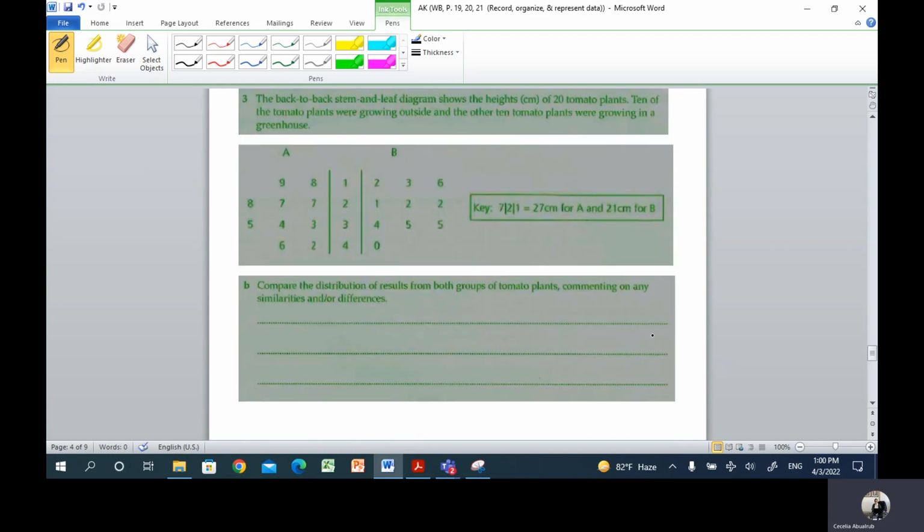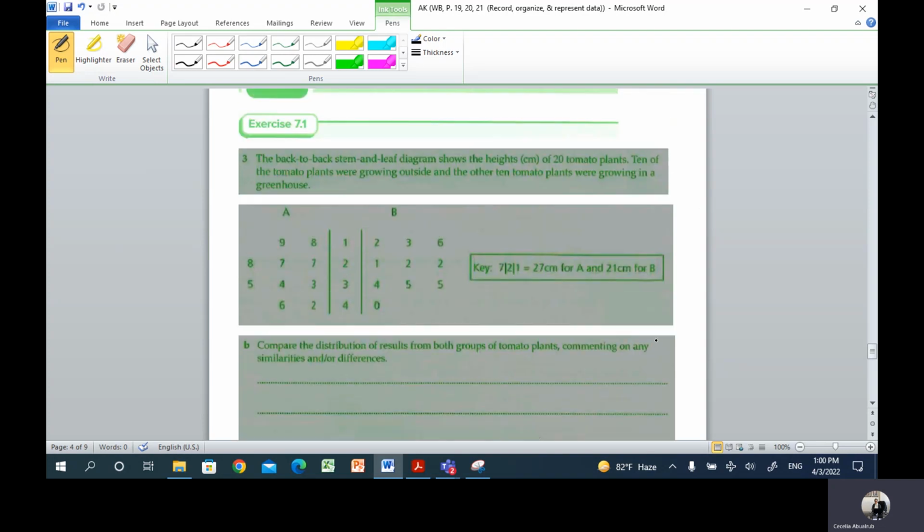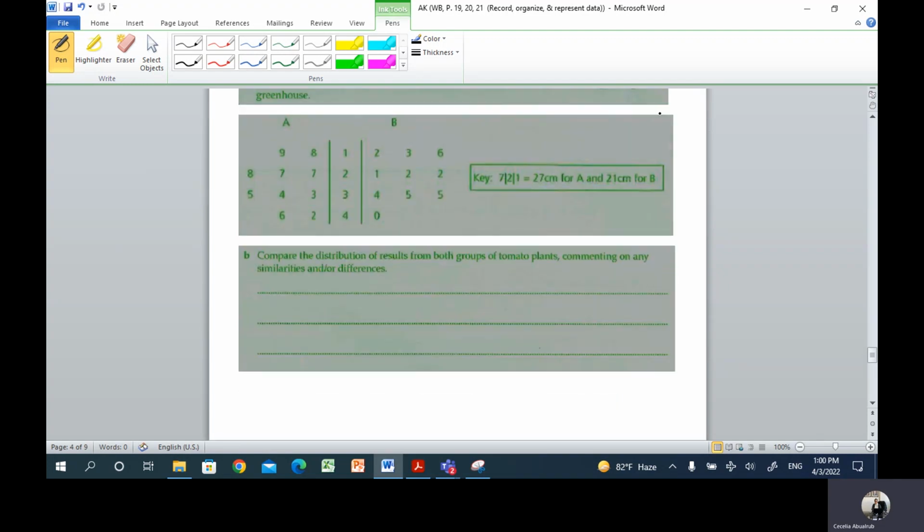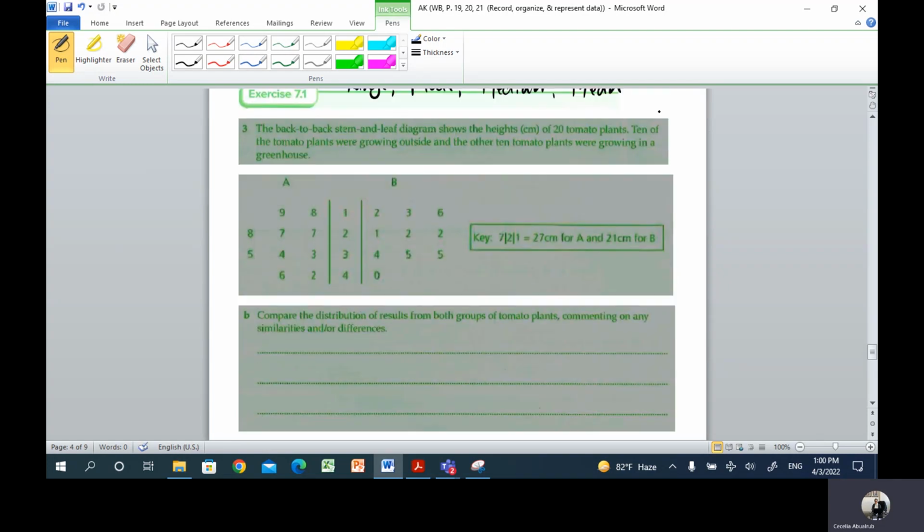Compare the distribution of results from both groups of tomato plants, commenting on any similarities and or differences. As I explained earlier, it's not any different from any other statistics. What we are looking for here is the range, the mode, and the median, as well as the mean. How do we calculate this in the back-to-back stem and leaf?